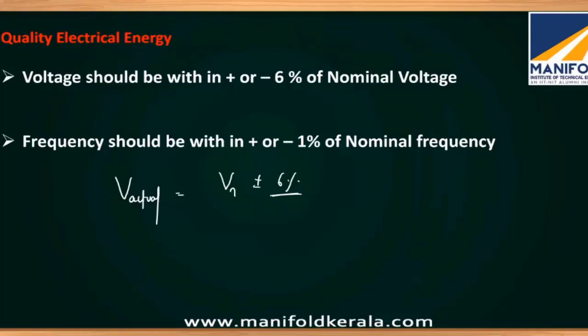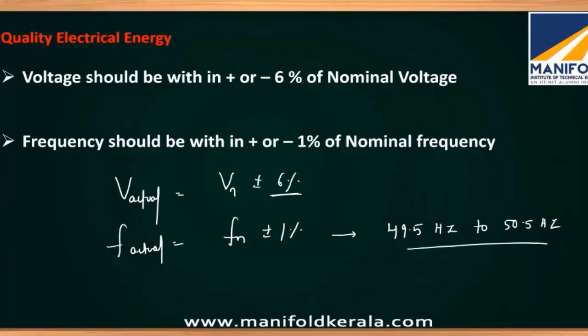Now similarly, the frequency which you are getting should be plus or minus 1% of the nominal frequency. Suppose our nominal frequency is, we know that it is 50 hertz. So the allowable range here will become 49.5 hertz to 50.5 hertz. If our frequency lies within this range, then our frequency is within the allowable limit. For voltage I am not telling any value, because nominal voltage changes from one point to the other point in the power system network.